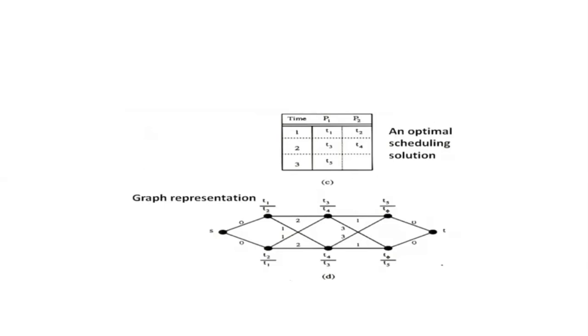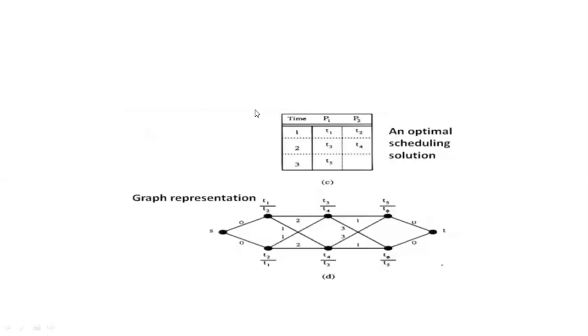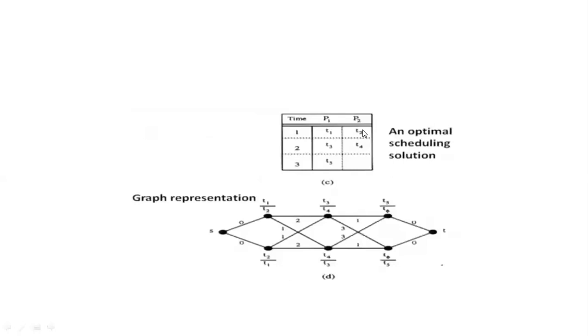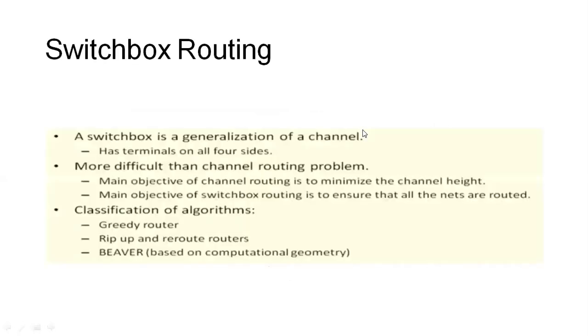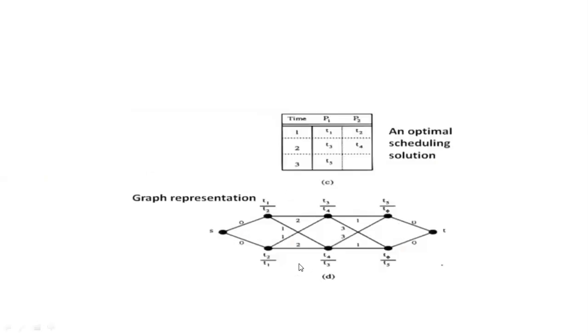Looking into the scenario from the previous graph, you can create a scheduling table like this. So this was the track ordering graph. From the track ordering graph, you can make a scheduling solution. You can put T1 on top or T2 on top. Both go hand in hand. And there is no dependency between T3 and T4 also. So I'll make T3 and T4 and then T5.